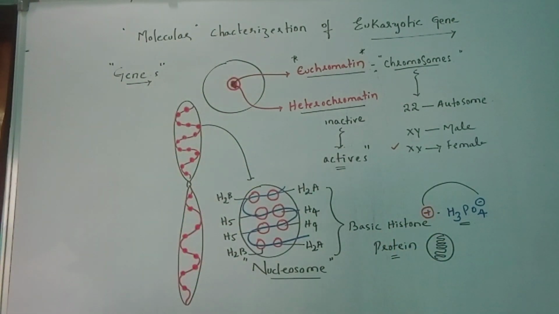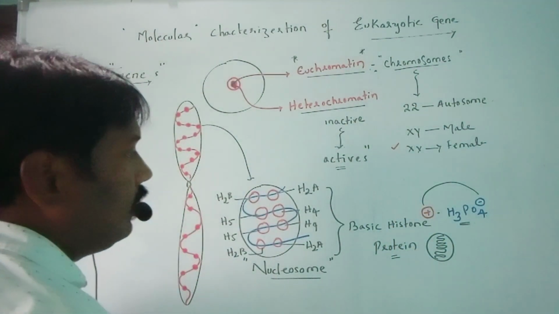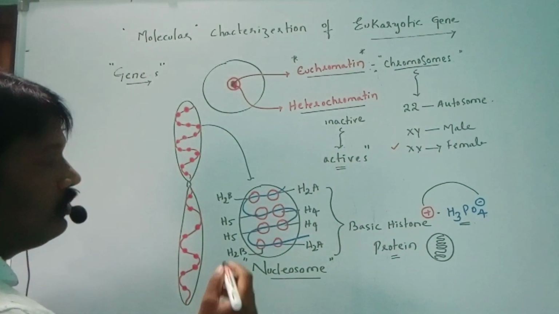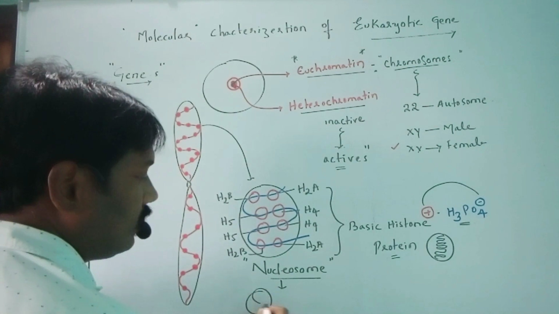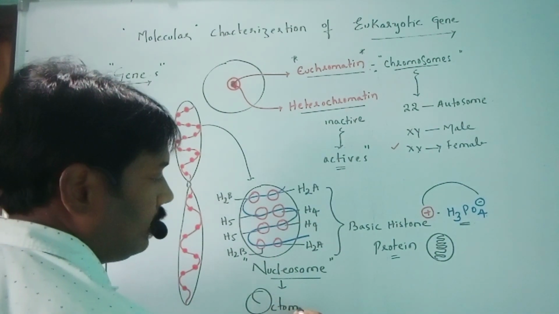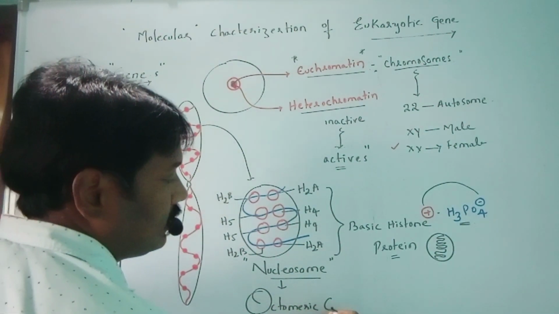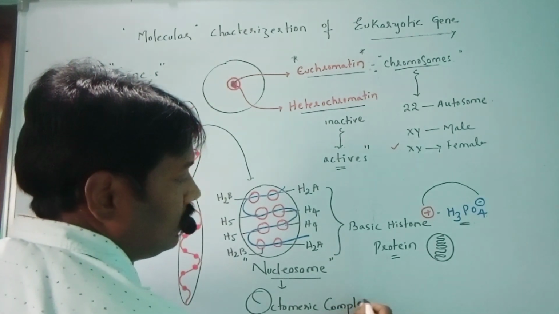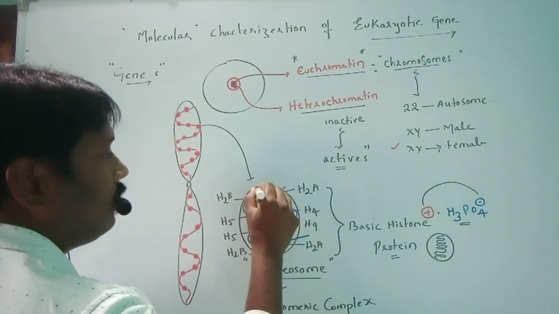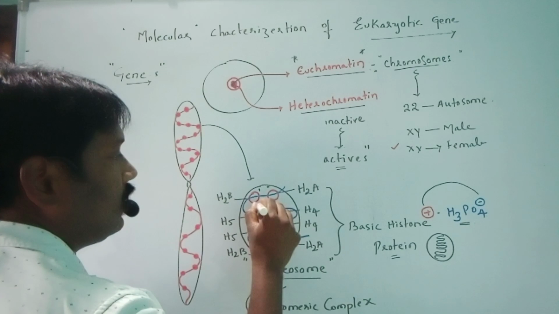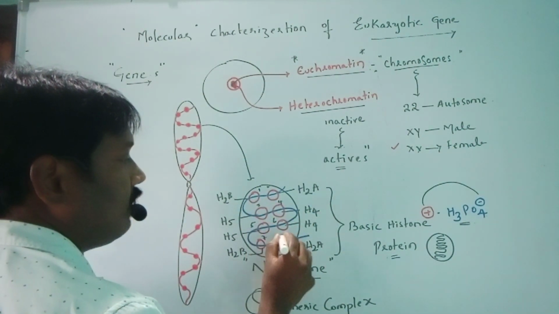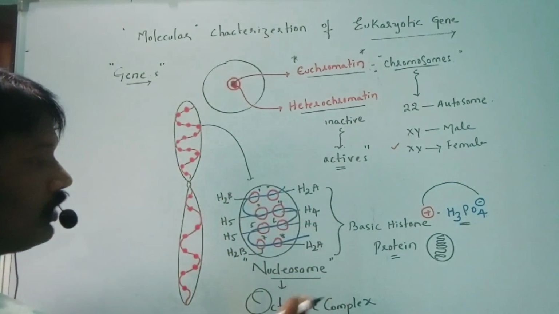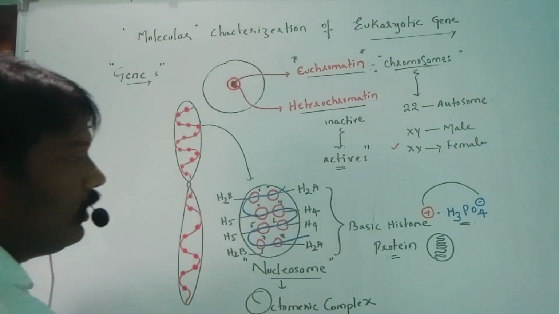Another interesting fact is that the nucleosome is known as an octameric complex. Why is it known as an octameric complex? Because when you count here, we have 1, 2, 3, 4, 5, 6, 7, and 8. The whole complex we call an octameric complex.